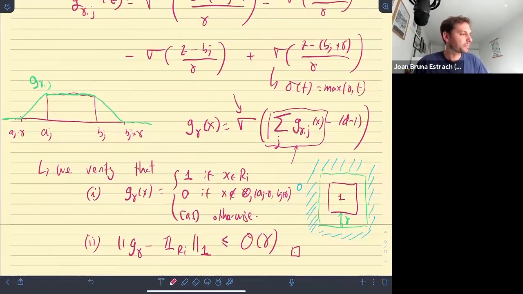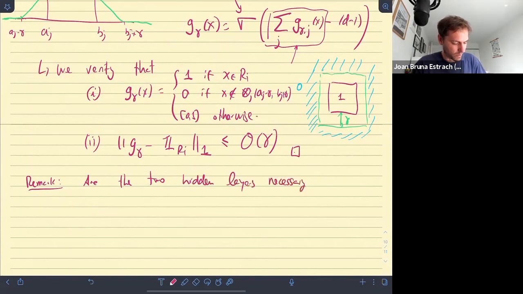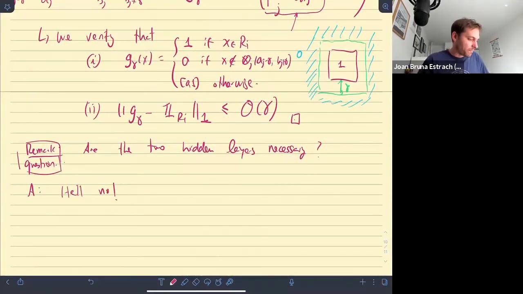So just a remark, a question: are the two hidden layers necessary? Here we use them because it gives a very constructive proof. But in fact, the answer is no. Hell no. And in fact, there's a very simple route to show that this was a little bit sloppy, that there's a much more direct way to do it.